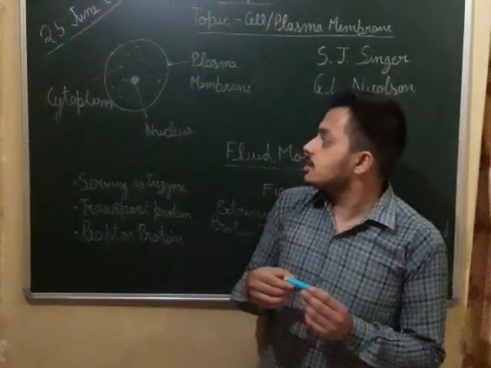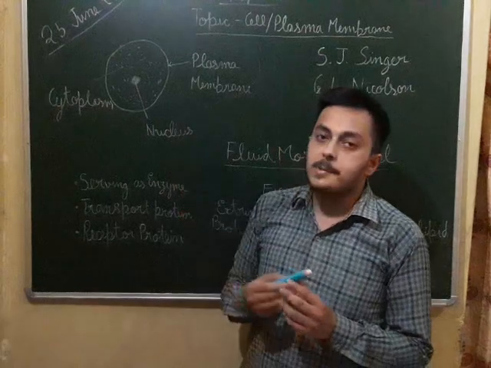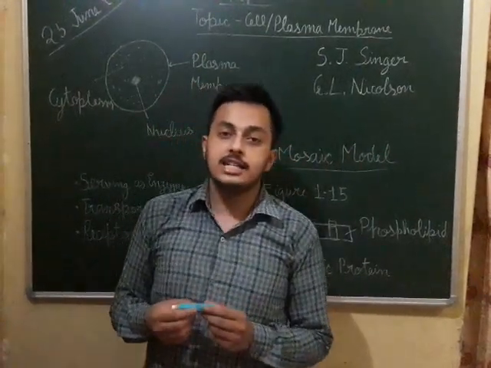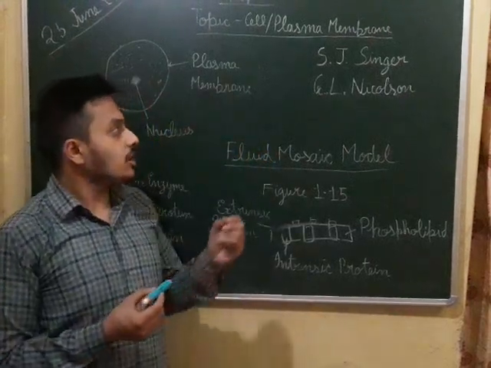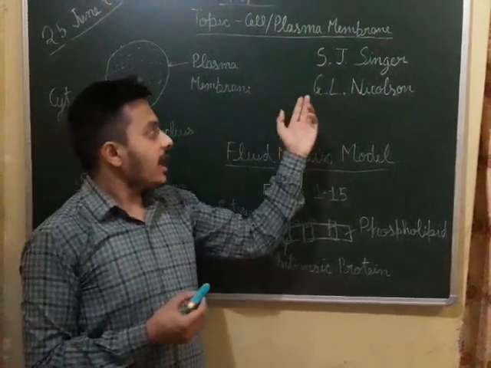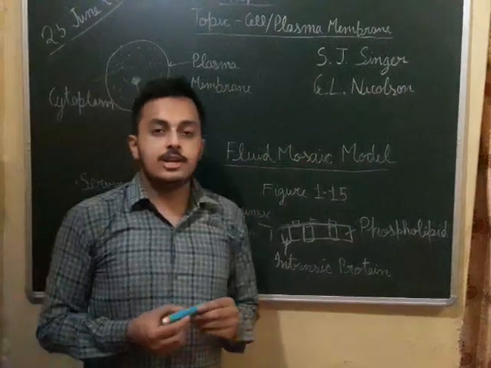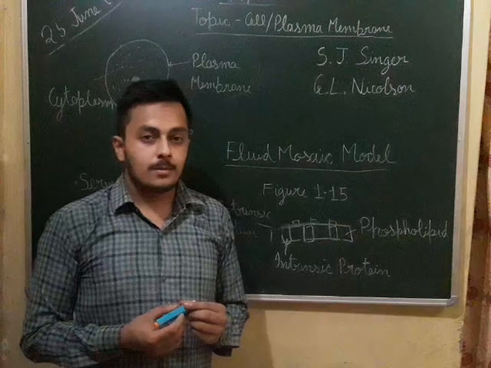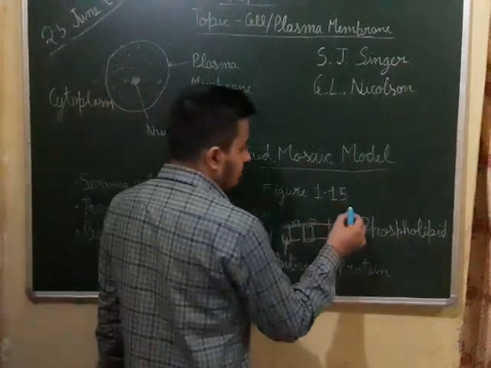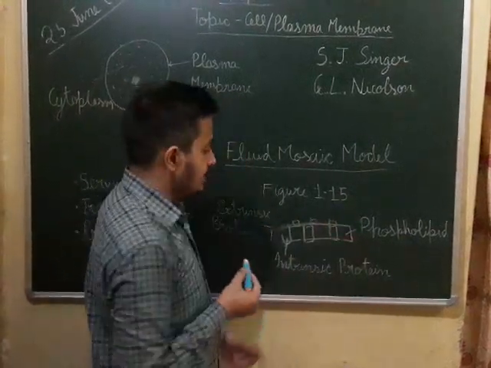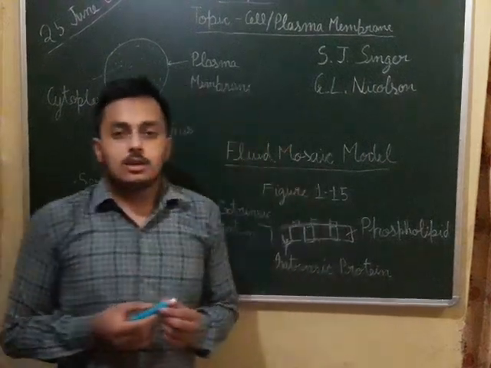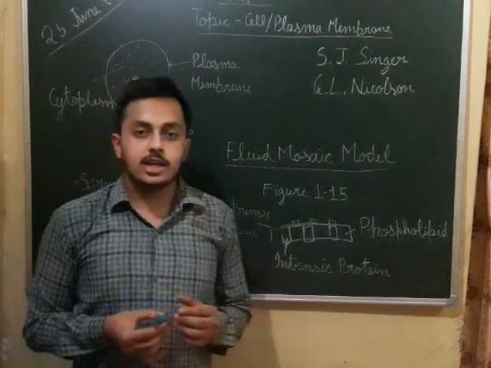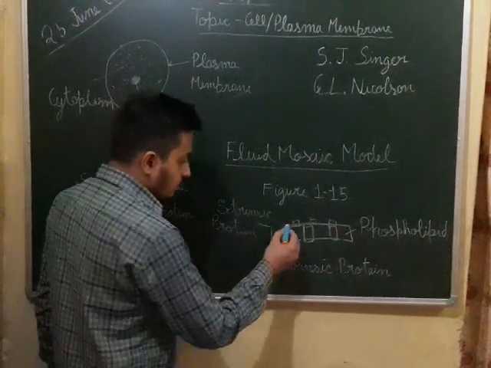Now the question arises of what this plasma membrane is made up of. To give this answer, in 1972, two biologists, S.J. Singer and G.L. Nicolson, developed a model called the fluid mosaic model. You can see it in figure 1.15 of your book. Okay. To have an idea of this, I have taken a rough diagram shown here.